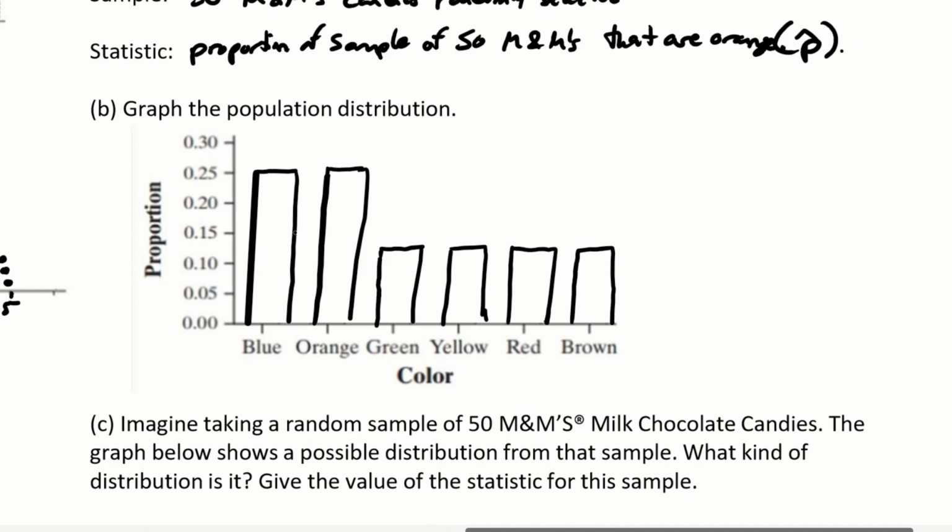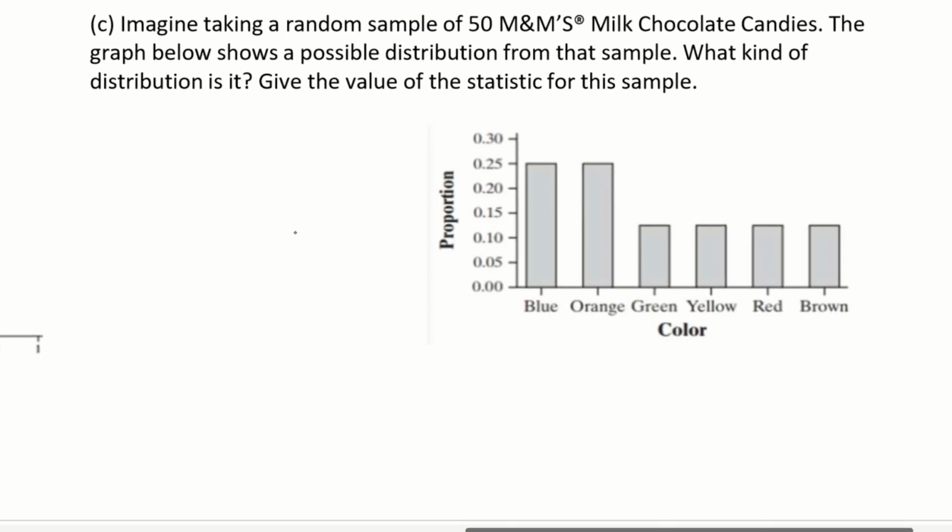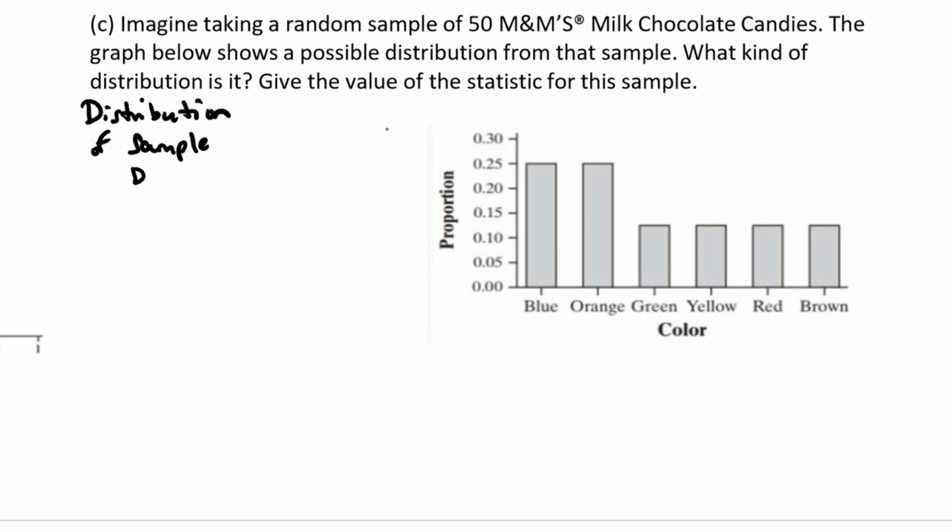So part C is imagine taking a random sample of 50 M&M's milk chocolate candies. The graph below shows a possible distribution from that sample. What kind of distribution is it? And give the value of the statistic for this sample. So this graph shows a possible distribution of sample data, right? That's what they're saying there. So what kind of distribution is it? It is a distribution of sample data. Okay, so that's what this is. This is from a specific sample.